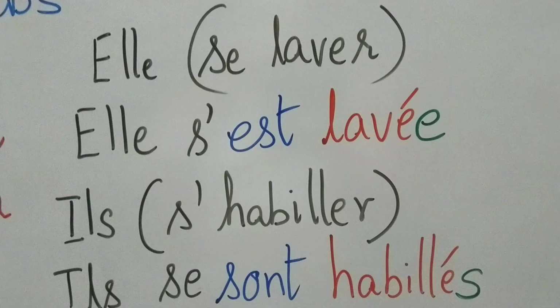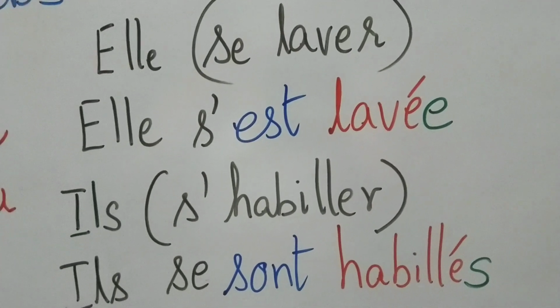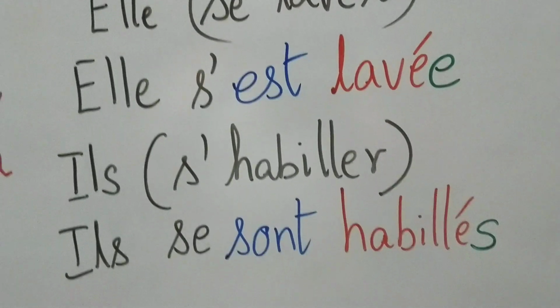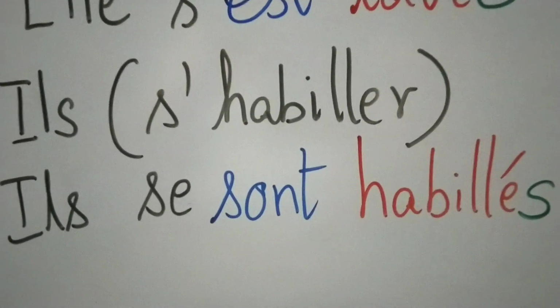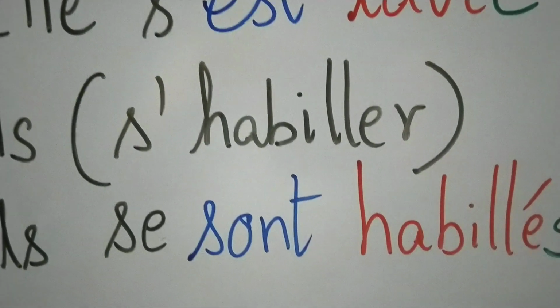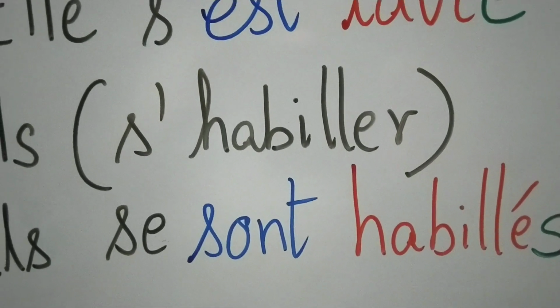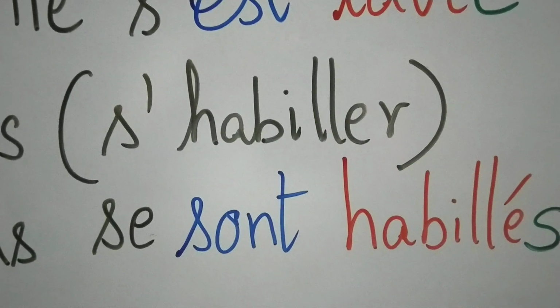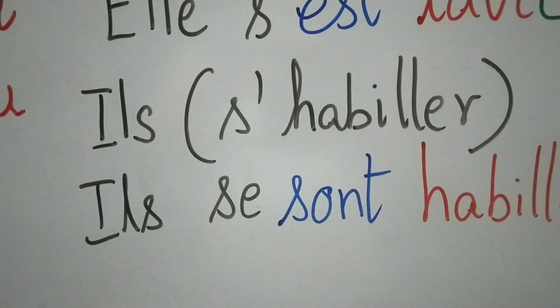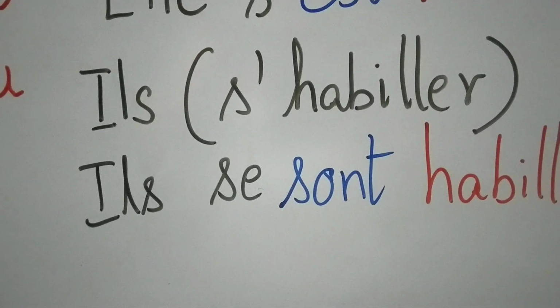The second example is ils s'habiller, they to dress. Now ils is masculine plural. S'habiller is a reflexive verb. It has se, in this case s apostrophe in front of it. Habiller begins with a silent h, therefore s apostrophe. So when you conjugate it in the passé composé, it would take être in the auxiliary.